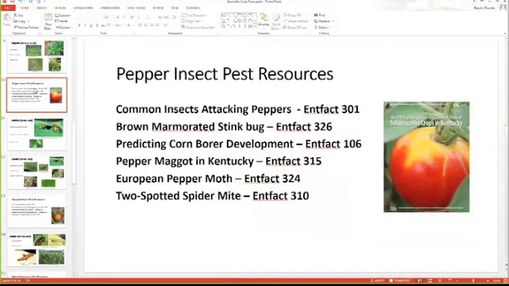So for peppers, again, we would use the same solanaceous guide to help identify some of these pests. We have a number of fact sheets. Again, these are all available on the Entomology website.